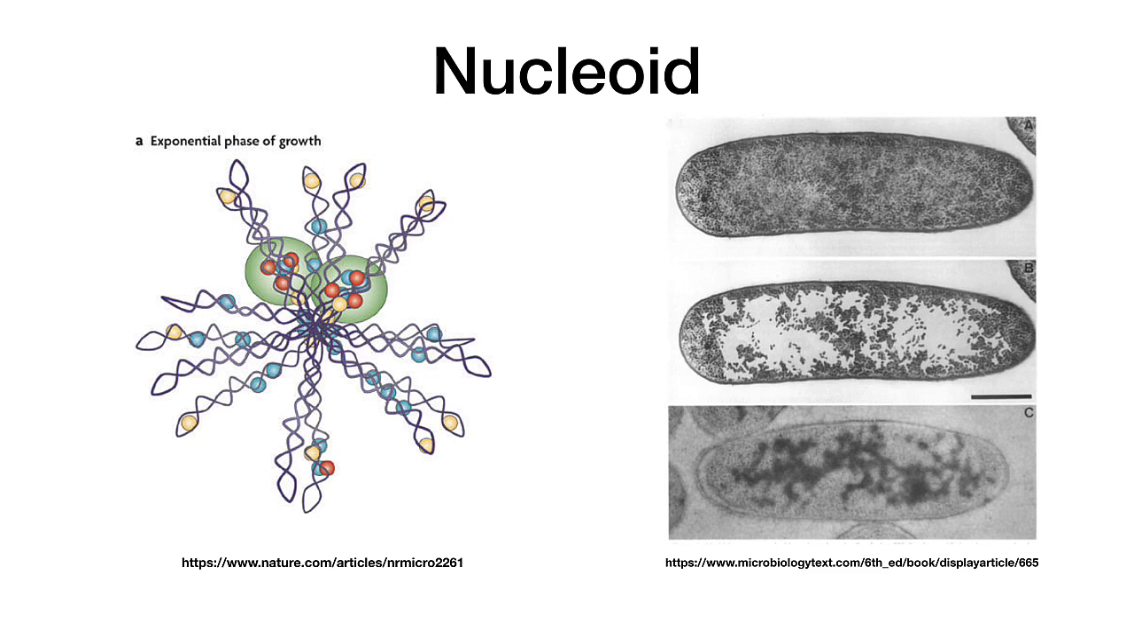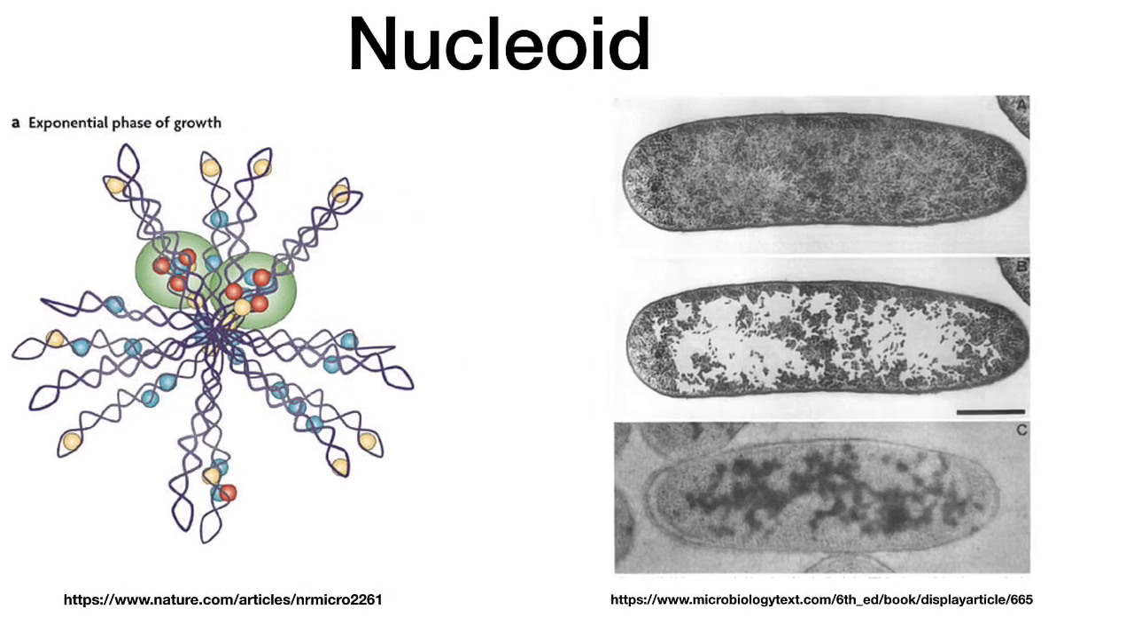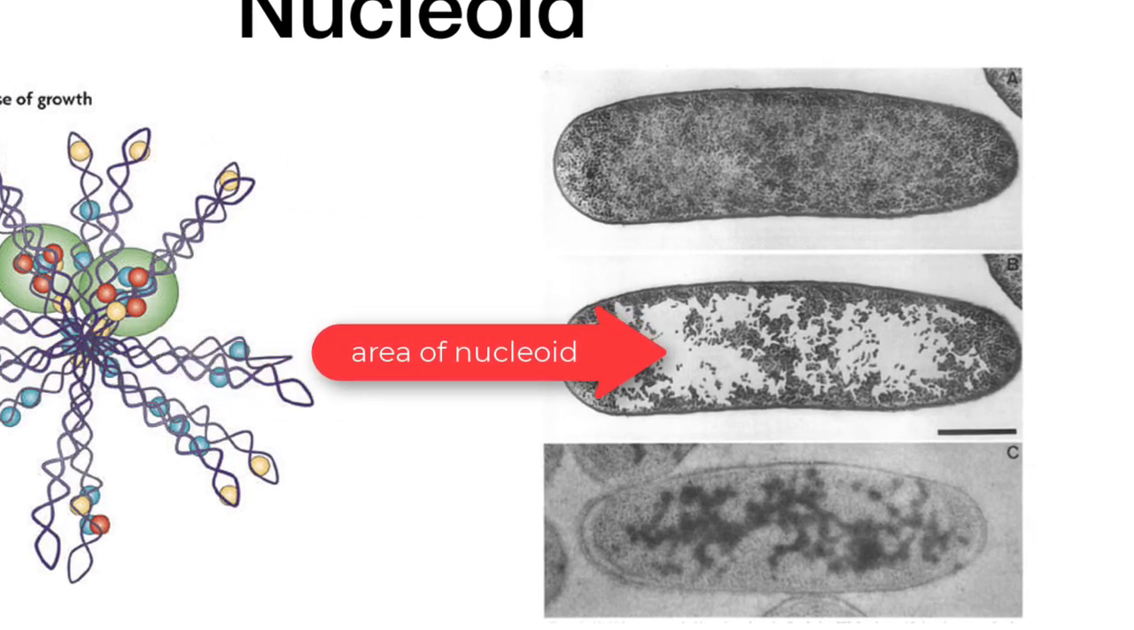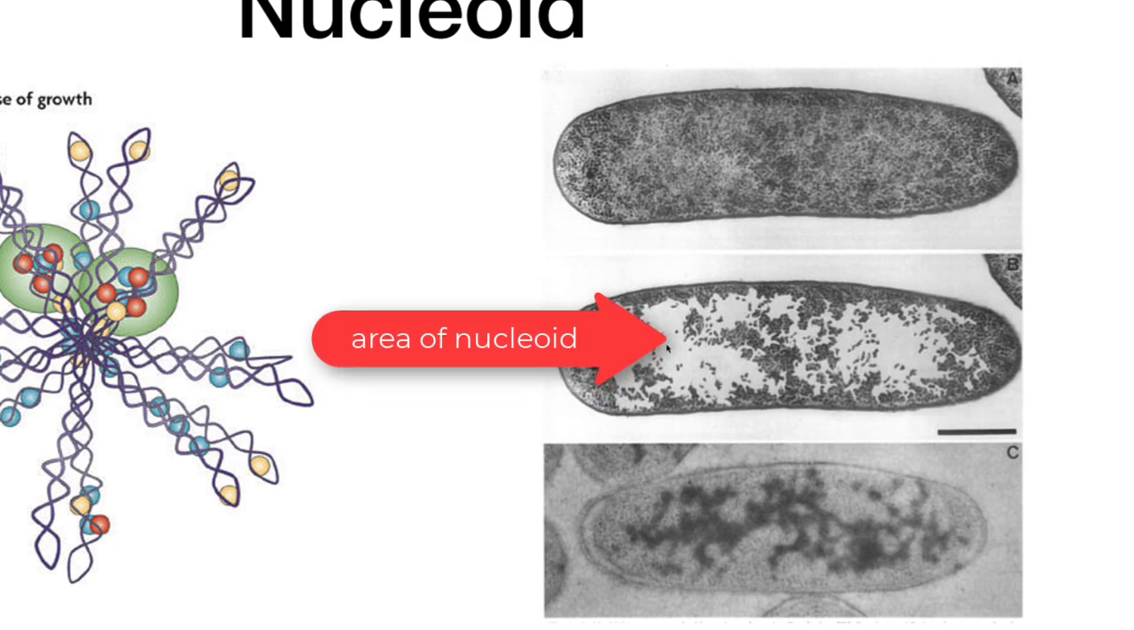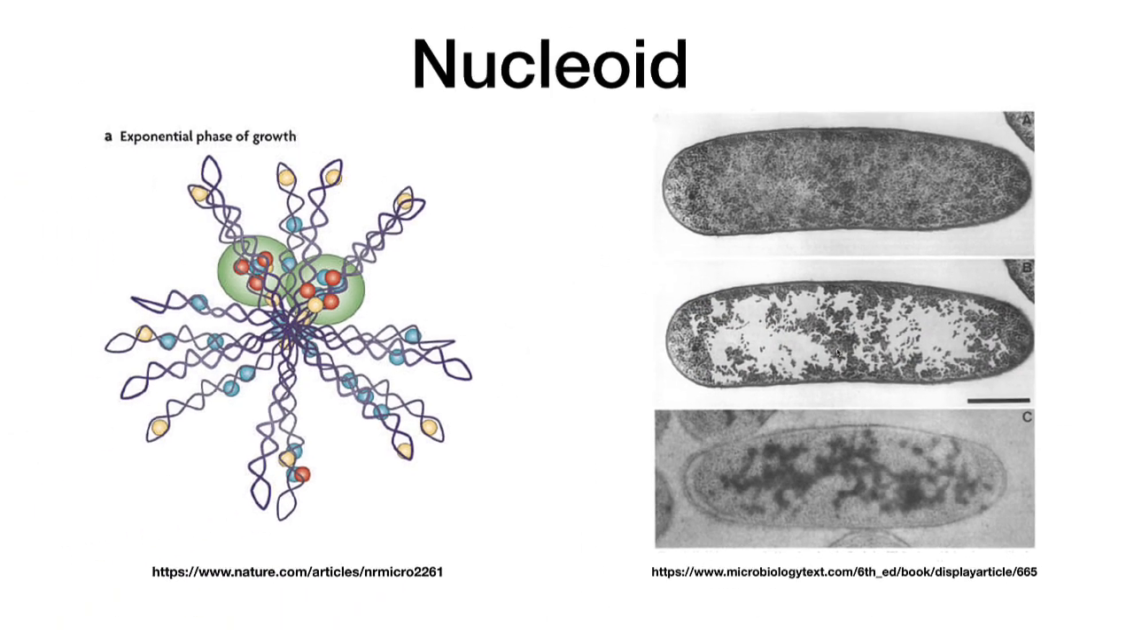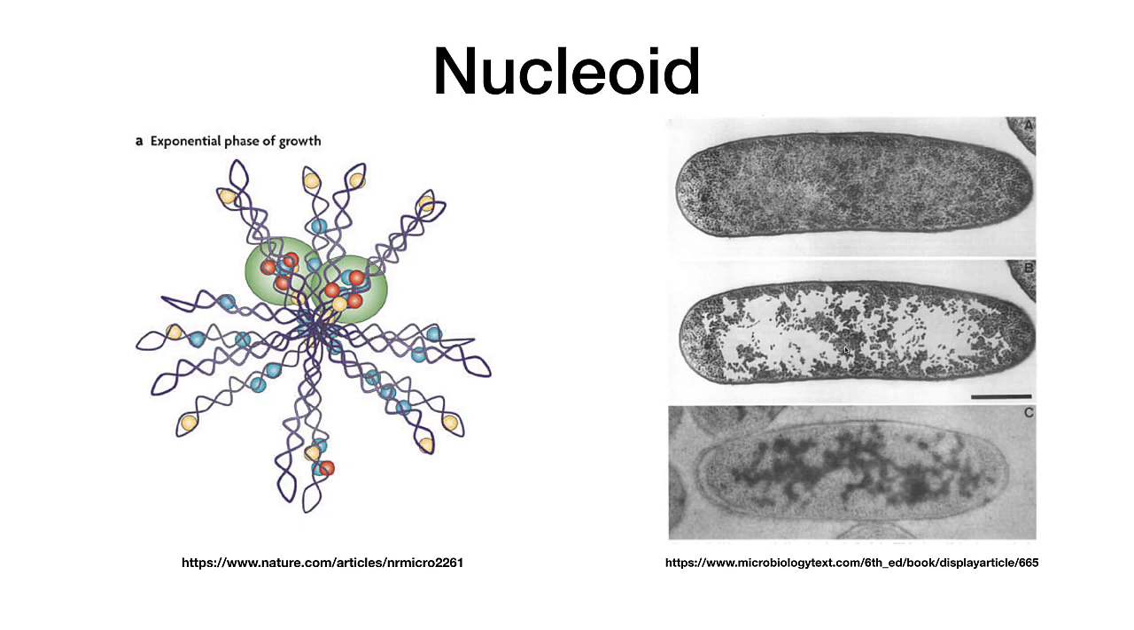There are all sorts of proteins in cells that help package and organize the DNA. And in bacteria, this is kept in an area called a nucleoid. And you can see this here on the right is an electron micrograph of the E. coli bacterium, and the clear areas is where the nucleoid is. Unlike in eukaryotes, the nucleoid is not separated from the rest of the cell by a membrane.